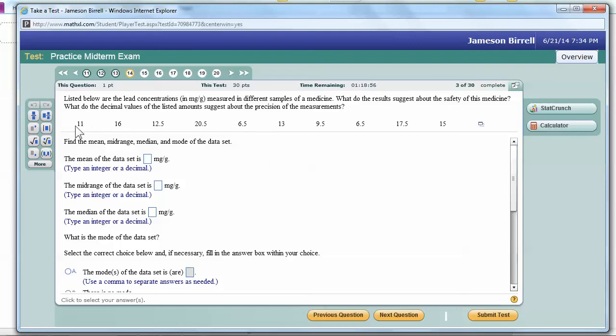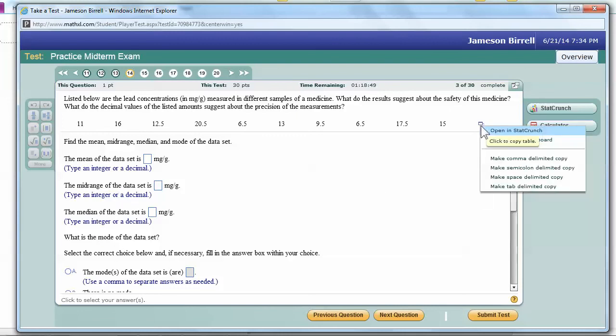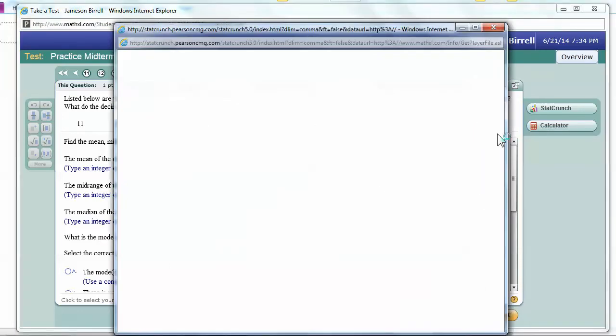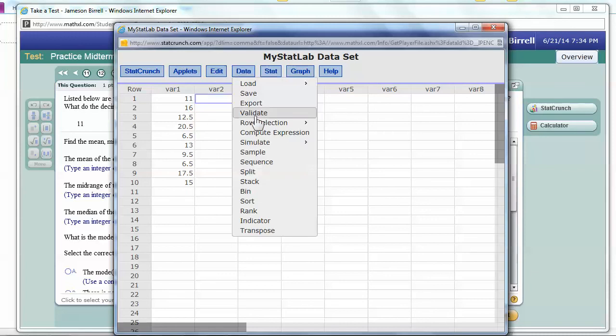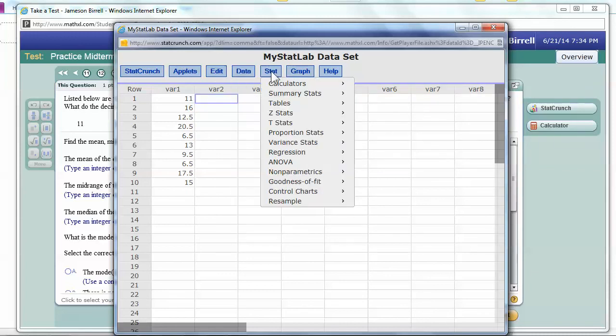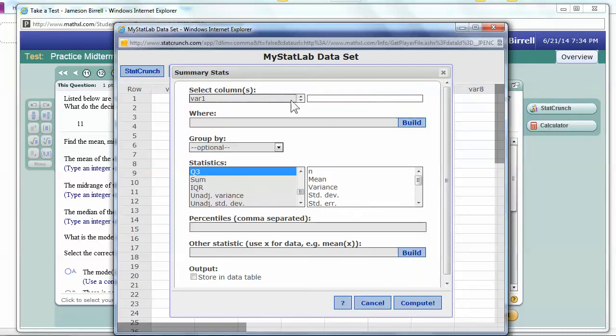So I automatically see they've got a list of data, and they're going to start asking me for mean, mid-range, median, and so on. I'm going to go ahead and just open it in StatCrunch, which will be allowed during the midterm. And I'm opening up that data already in StatCrunch, which is nice. If you like Excel, go ahead and open Excel or whatever. So from this set of data, you can go to Stat, Summary Statistics, use the column. It's in the first column. I've already got the basics selected here.